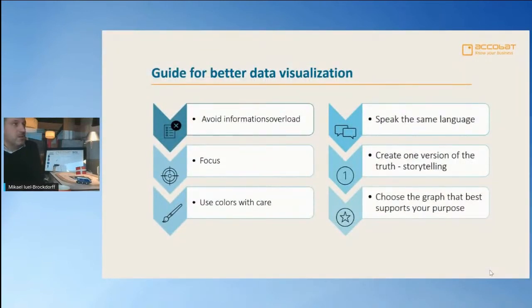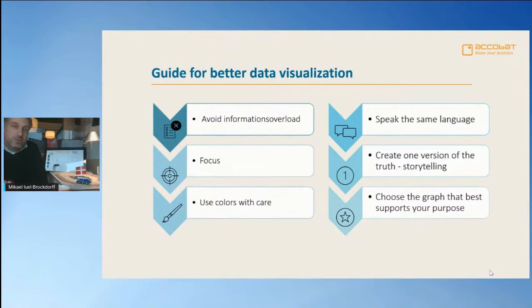Then I have these ones. Okay, we have 6 things that you need to remember. When you do your dashboard, avoid information overload. The human brain can cope with around 6 to 8 KPIs on one page. So don't put 20 KPIs on one page, you will have information overload.